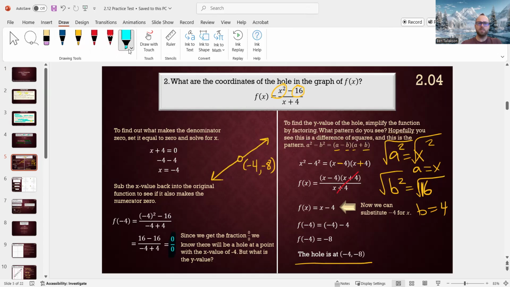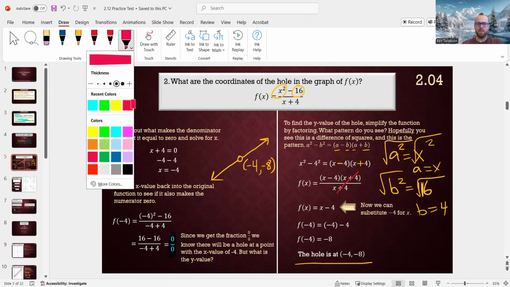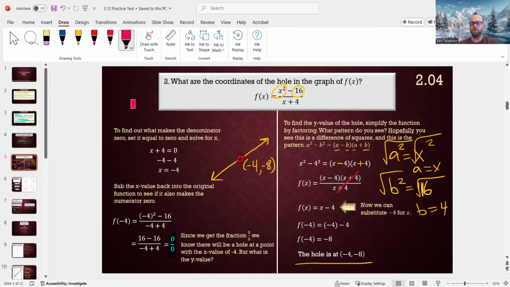But what's the significance of a hole? What does it actually mean if there is a hole? Well, it means that specific point is not a solution, right? Because didn't we say earlier that you get 0 over 0? Anything over 0, it doesn't matter if it's 0 or x or 1,000, it is undefined. So at that point, this function is undefined, and that's why there's a hole right there.